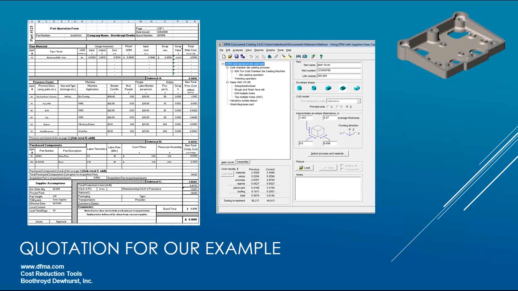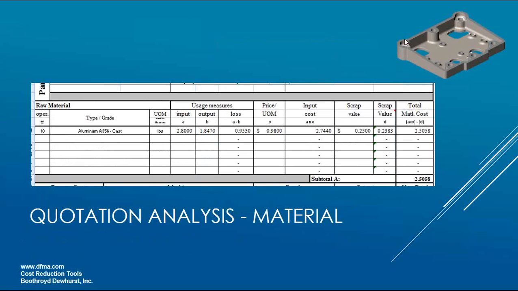So if I go back to our PowerPoint slides, let's look at the first section of the quote form that was filled out in this particular case. What you can see here is the unit of measure they've decided on is pounds. So 2.8 pounds of input material, 1.847 pounds of output material, and a cost per unit of measure. So that's our input cost, scrap value, scrap actual reclaimed, and then a material cost, if you will, of $2.51.